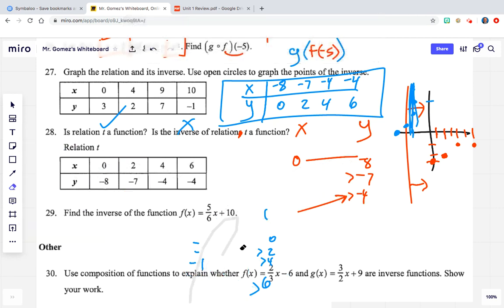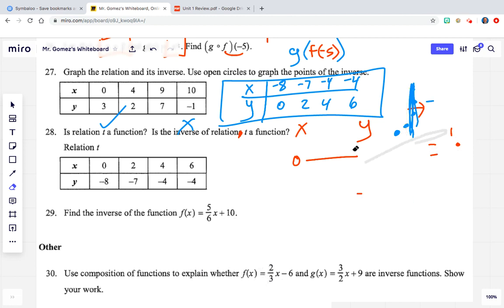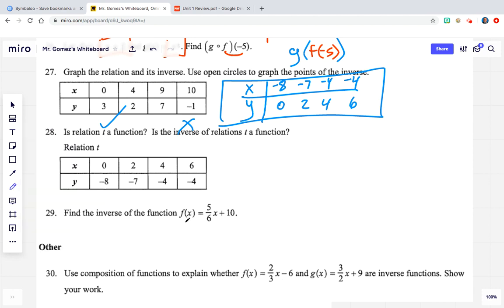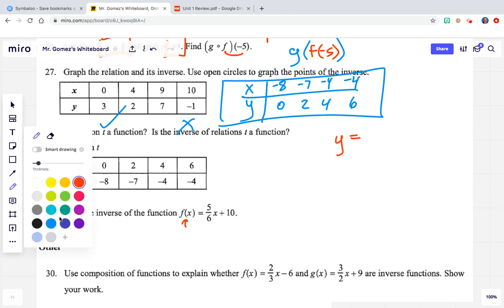It says, find the inverse of the function. Okay, I'm going to show you the long way, and then I'll show you the shortcut way. Let's first start with the long way. We're always going to change this to y first, okay? Everything else does stay the same.